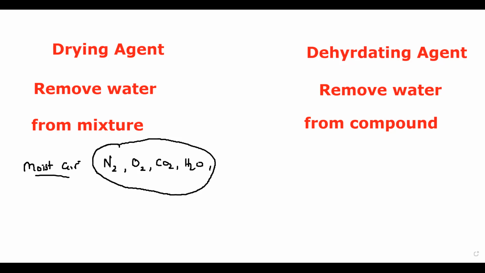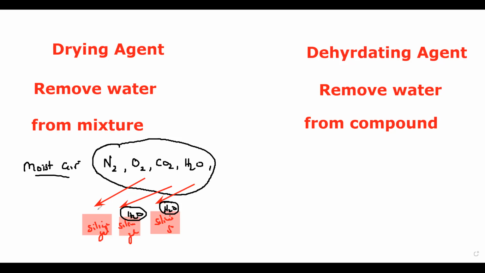So if I place a packet of silica gel here, or packets of silica gel, and we pass this moist air over this silica gel, what will happen? The silica gel is a drying agent, meaning it will trap the water molecules, or store them on the surface. So the packet of silica gel will absorb the water molecules on the surface, and when we pass this air, this will become dry air.